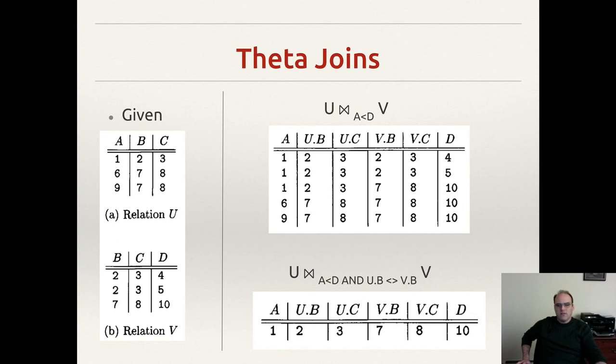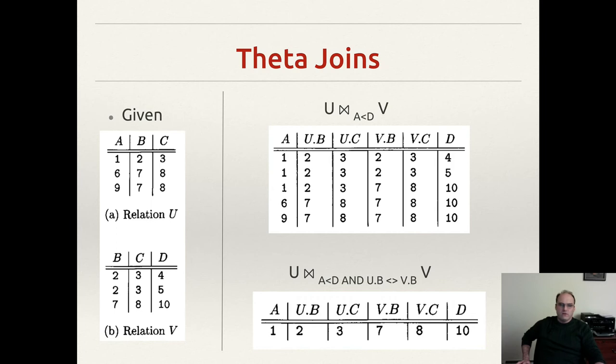So you can see that D is brought across. Both B and C are in both relations, so they also now get the U dot B and the U dot C and the V dot B and the V dot C. And that is how we determined those first three.